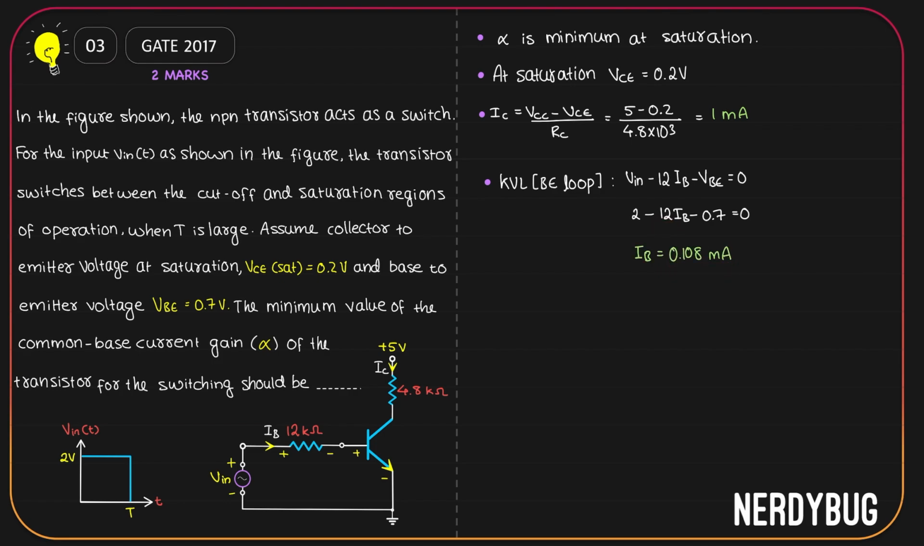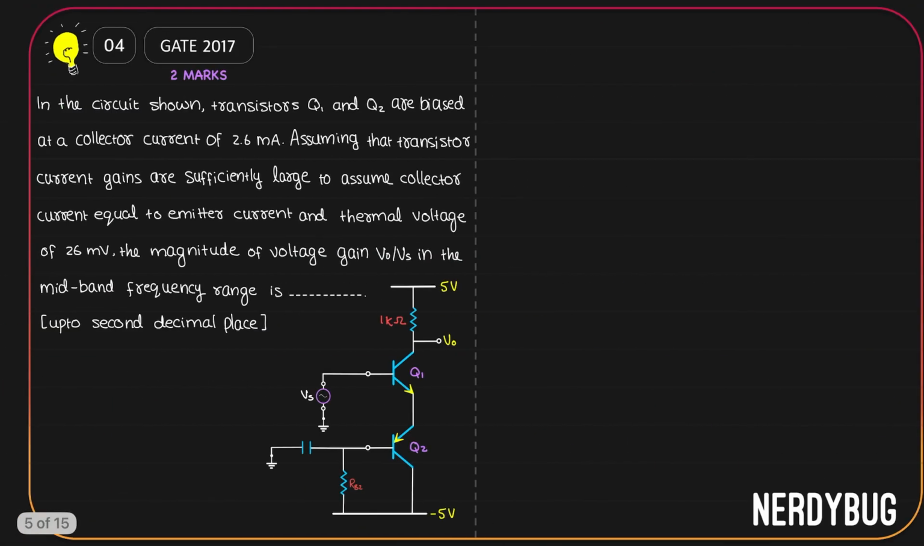Finally, we have IC and IB. So let us find IE, which is their sum. So IE is 1.108 milliampere. Now, the minimum value of alpha is the collector current at saturation divided by the emitter current. Giving the values, we get 0.902 and that is our final answer. Let us see the next problem.